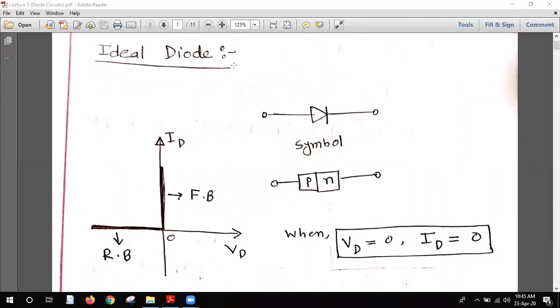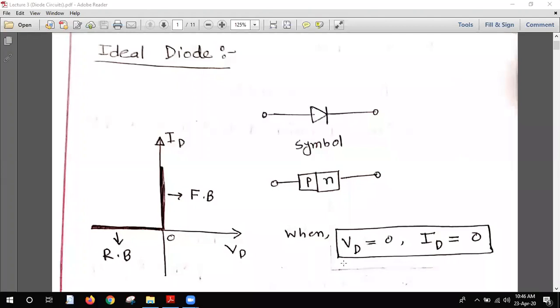So this is the ideal diode. This is the diode symbol: a triangular structure and a vertical line. In the last class we also saw this. This is P and this is N. We all know that the P and N junction together builds a diode.